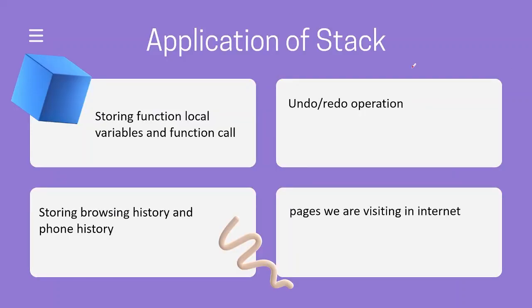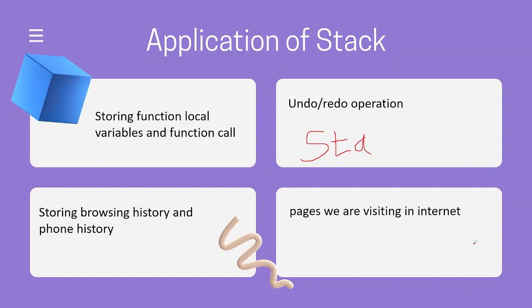Another application is undo or redo operation. Whenever we are typing something, for example if I write something like stack, each and every letter gets added into a stack. So if I undo all these things, these elements get popped out from the stack. Another example is the phone. When we see the phone history, the recent call we received will be present at the top. So this also uses a stack only. Similarly, browsing history also follows the stack data structure.